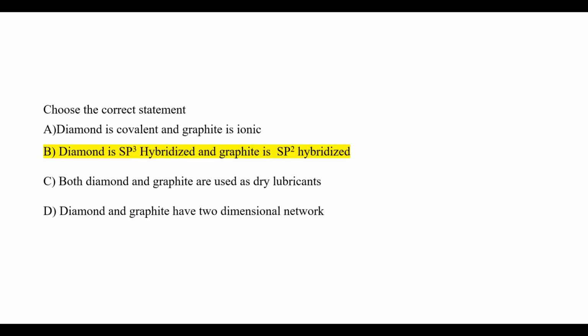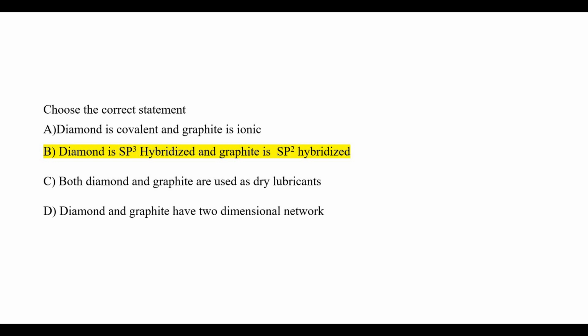Option A: Diamond is covalent and graphite is ionic. This is wrong because diamond and graphite both are covalent in nature. Option B: Diamond is sp3 hybridized and graphite is sp2 hybridized. This is true because diamond is tetrahedral in shape and graphite is planar.